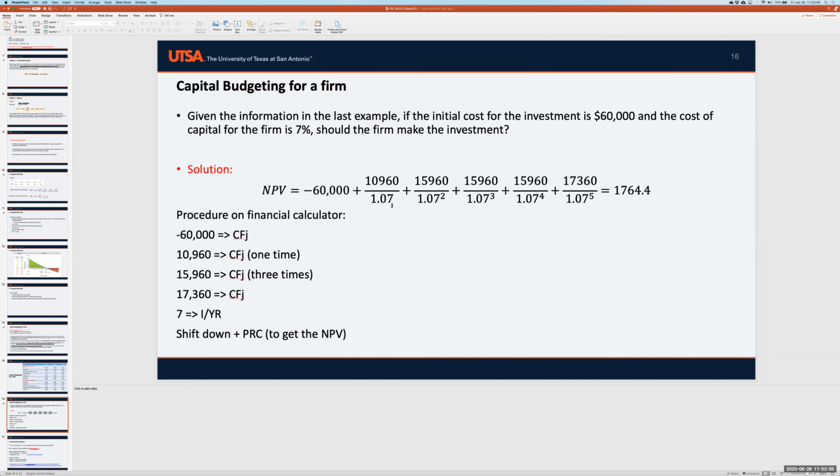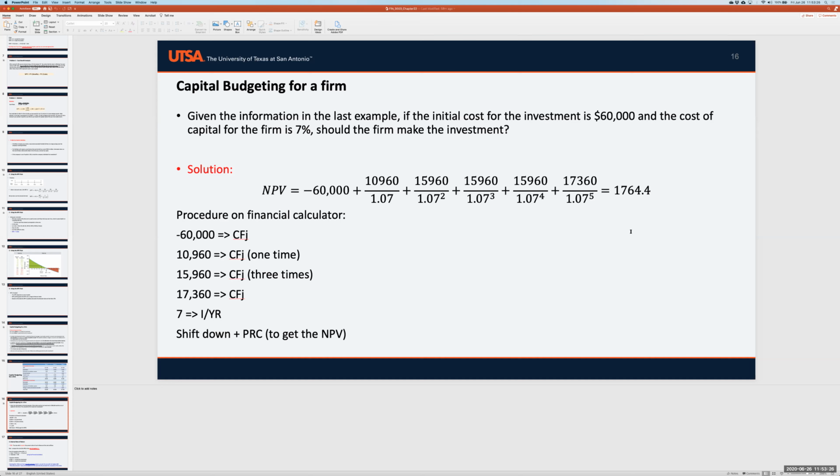So for time 0, this is the outflow of 60,000. Then for time 1, 2, 3, 4, and 5, and the NPV, net present value, of this project is 1,764.4.